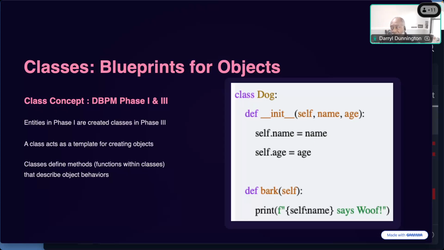Now when I create the dog, when I get ready to create the dog, it will call this class, this method, and it will allow me to pass in the name of the dog, whatever you want to call the dog, and the age of the dog.